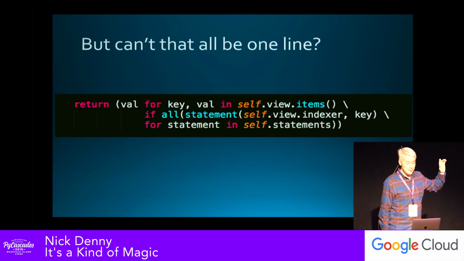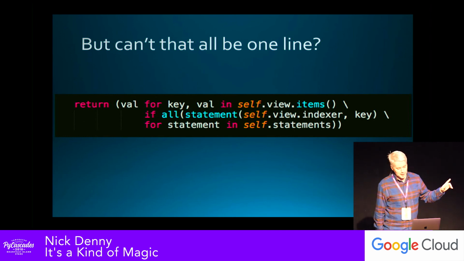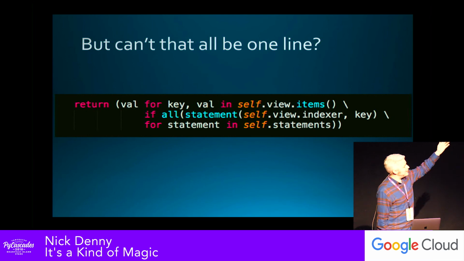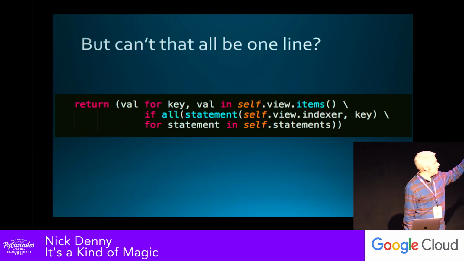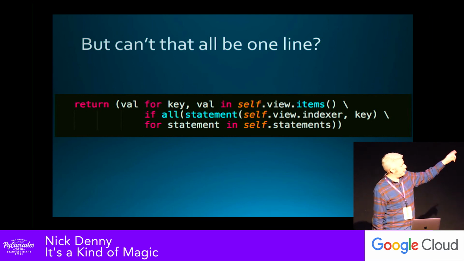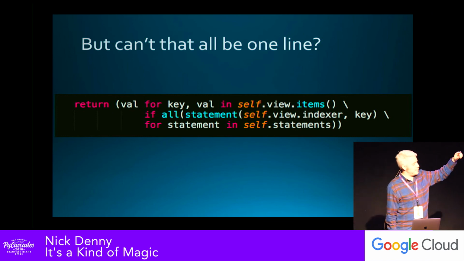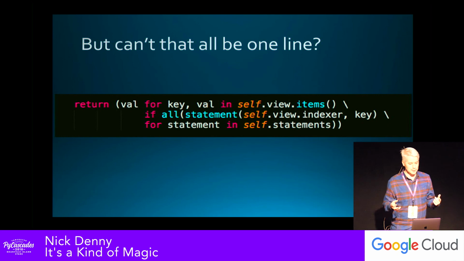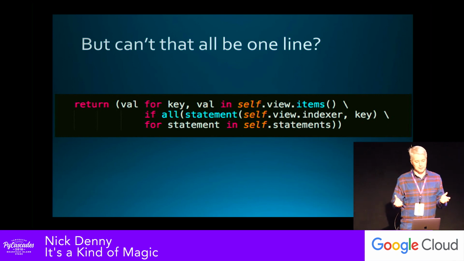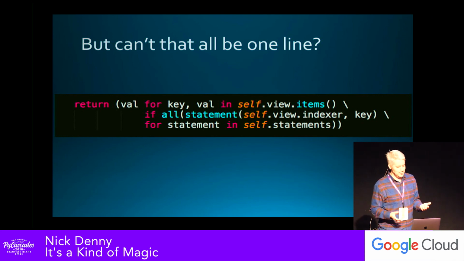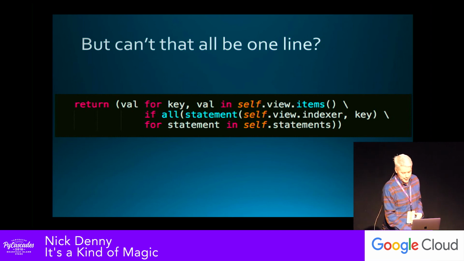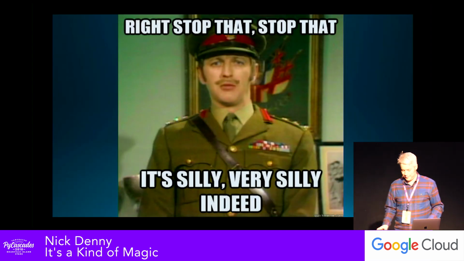We've got a couple of advantages to doing it this way, apart from the readability. Because we're now returning a generator, and because the for statement in statements is being used in the if all, that means if the first statement is false, we never call the second statement. So actually, there technically would be a performance improvement there. But I know what you're thinking: that's very silly, very silly.